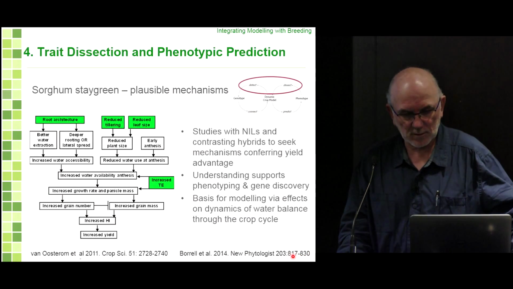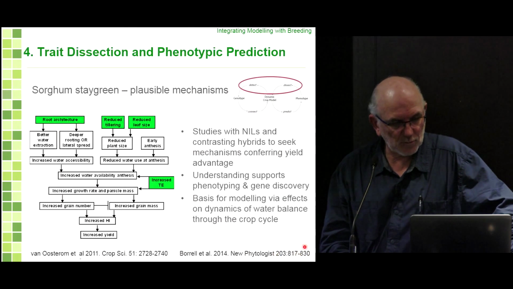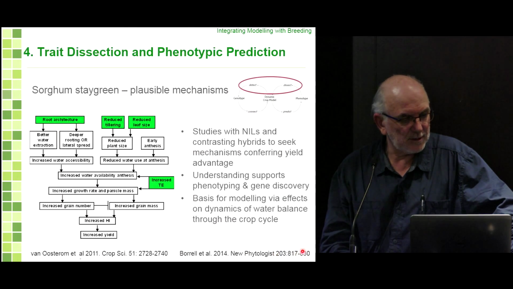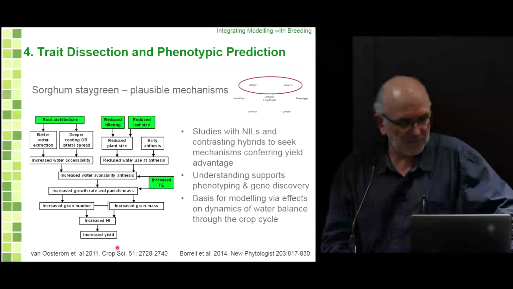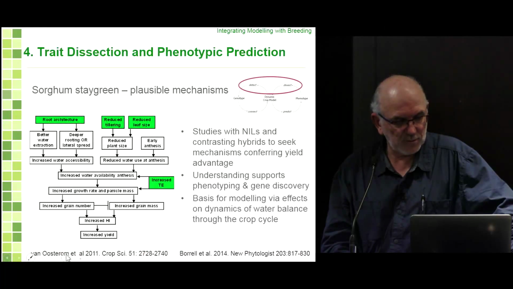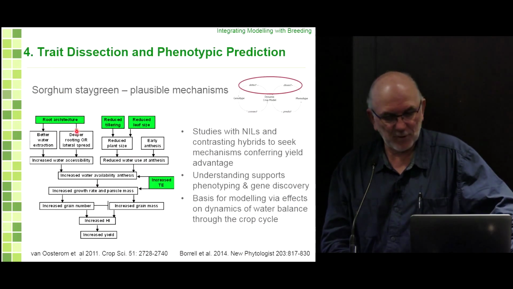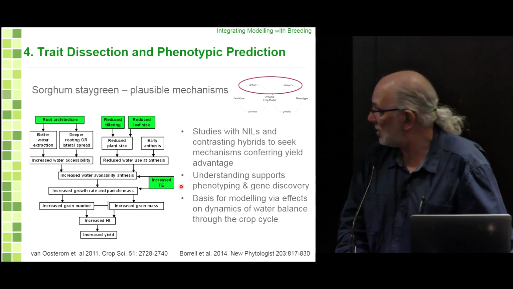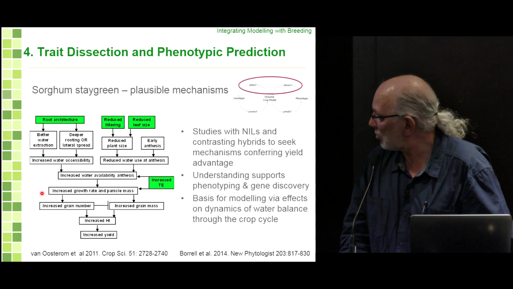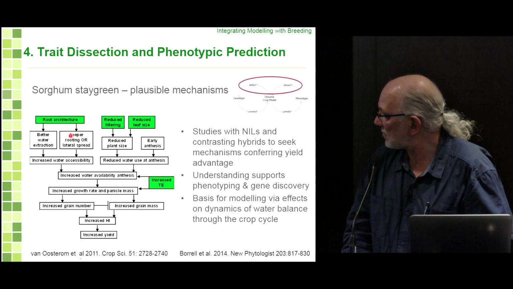So when we looked at what might cause stay green, and Erik van Oosterom and Andy Borrell were the people really leading the physiology piece, looking at the near isogenic lines and also contrasting hybrids, they came up with this picture, which is, in a way, a simple model of the things that could affect it.